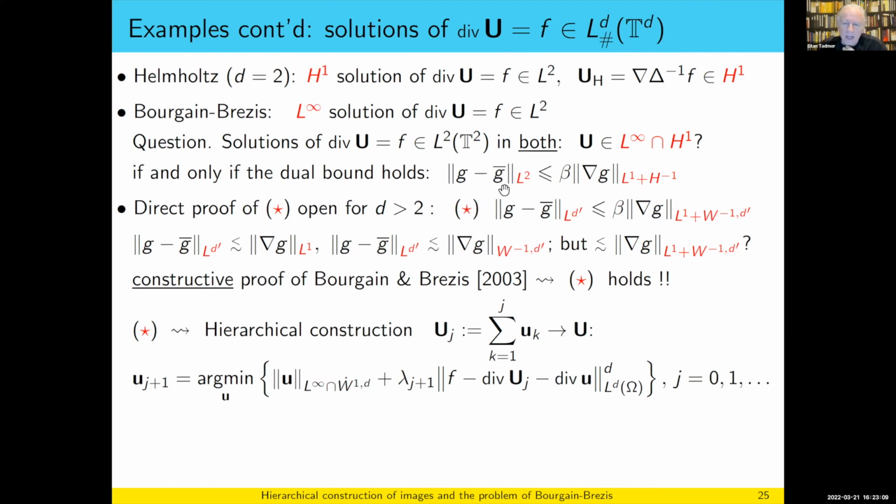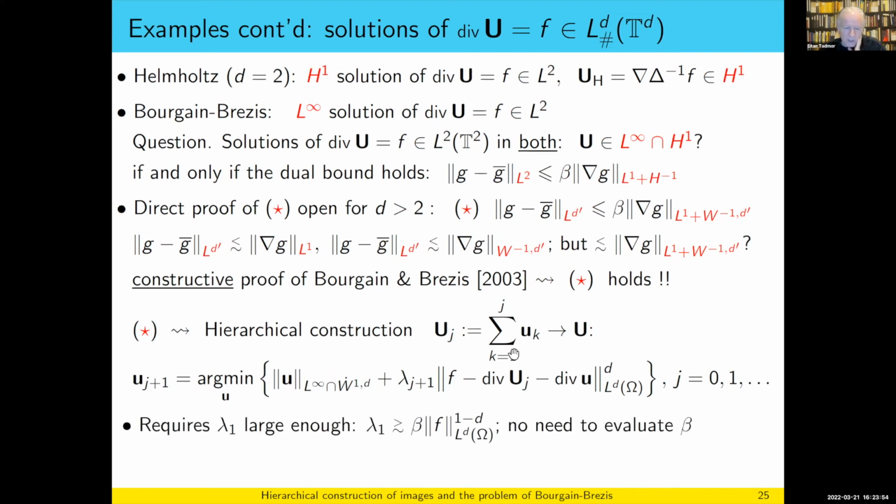As far as I'm aware, today, the only direct result for this estimate is known for d equal 2, but the question for d greater than 2 remains open. But still, star holds. Now, since star holds, I can use the argument of Bourgain-Brezis and claim that also the hierarchical construction holds, because we know that this dual estimate holds. Therefore, it guarantees that if we use this refinement step that I showed again and again, this time in the space L infinity intersect W1,D, these iterations will converge to the desired solution. So in some closed circle, they prove it by construction, therefore the estimate holds, and therefore the hierarchical decomposition works.